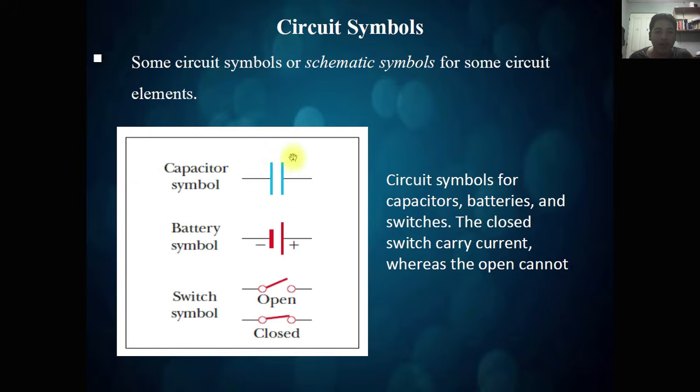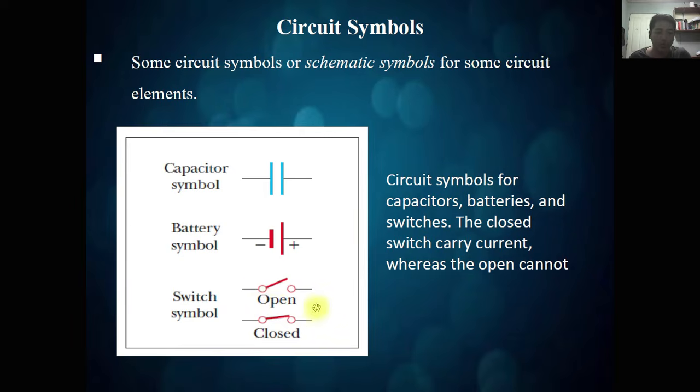This is simply a wire. So this is a capacitor symbol. And we have a battery symbol, wherein we have two parallel vertical lines, wherein one is longer and thinner than the other. The longer one is the positive side, and the shorter one is the negative side. So this is the battery symbol, and of course we have here the switch symbol.